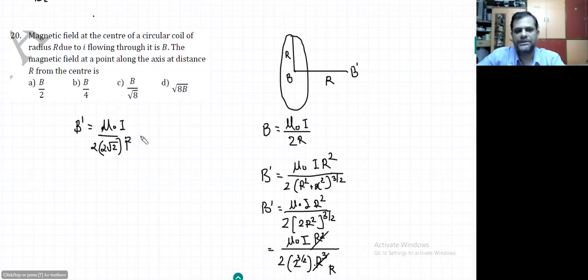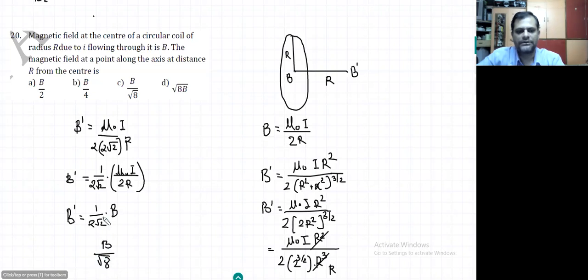Yes, but if we just carefully see here, then we can just write it in terms of this mu naught I upon 2R here. Okay, so ye hum introduce kar sakte hai yahan pe. So agar hum is 1 upon 2 root 2 ko side mein likh denge, to baki jo bacha hua yahan pe mu naught I upon 2R, ye to pura B ban gaya. So we can just replace it with this B here, and if we do that, then we can just get this as B dash, which is equal to 1 upon 2 root 2 into B. That means this will be actually B upon 2 root 2 here. That means B upon root 8 actually, because 2 root 2 ka matlab hi root 8 hota hai. So isliye yahan pe B upon root 8, this C will be actually the correct answer.